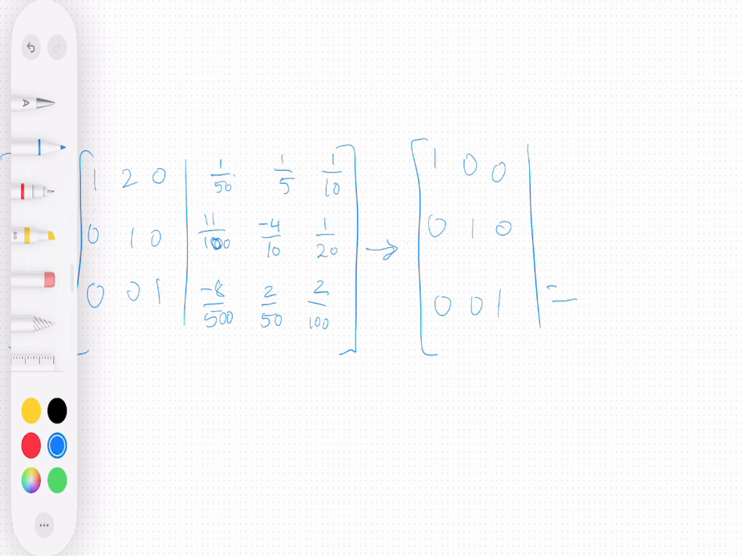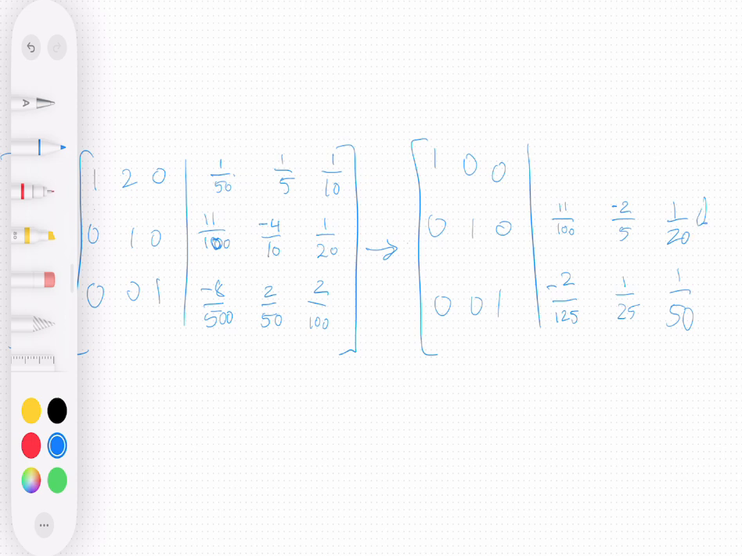If we're dividing this by 4, then it becomes 125, and this will become 2. And 2 over 50 is 1 over 25, and 2 over 100 is 1 over 50. And let's continue. We got 11 over 100, negative 4 over 10, which is negative 2 over 5, and 1 over 20. And then up here, we're going to subtract 2 of these.